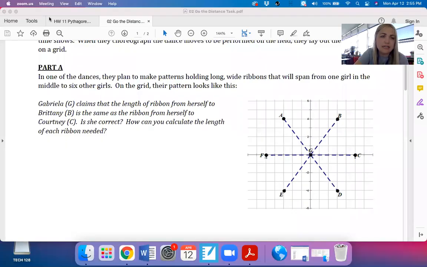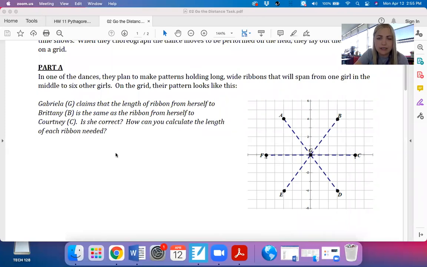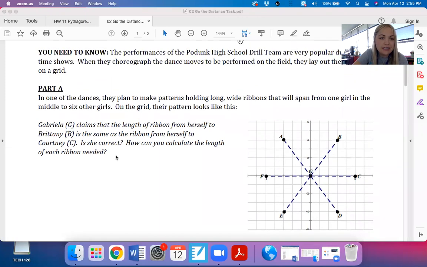All right, I'm going to share my screen with you so that we can see what this first one looks like. When you're doing this task, it's really important that you actually pause it when I ask you to pause it. That way you can actually get the practice that you need. So if you see at the top here, here's what you need to know.